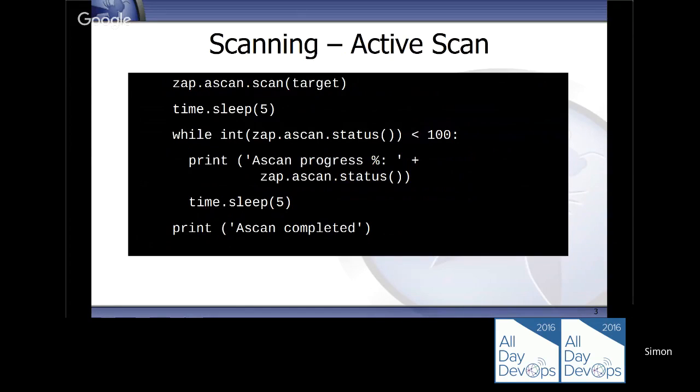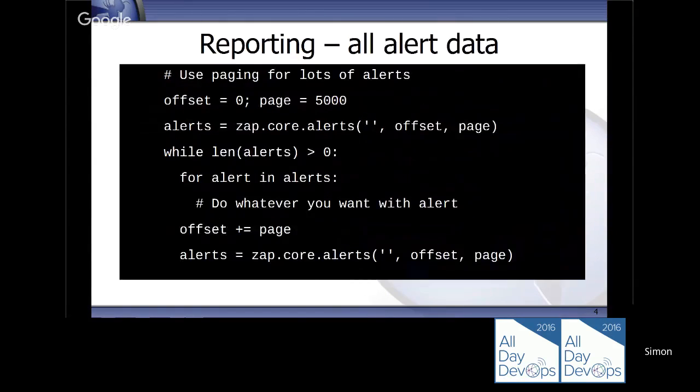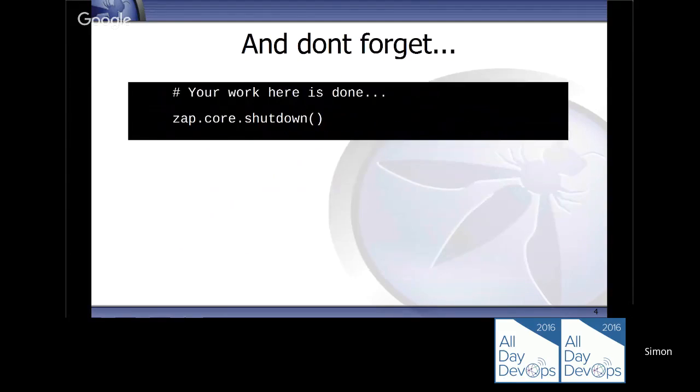So you kick off the active scan and then poll the status and wait until it gets to 100%. You can report via HTML or XML, but you can also get hold of all of the alerts as well. If you've got a particularly large site, you might have a lot of alerts, so we recommend actually paging through them, which the API supports as well. And then you can do whatever you like with those alerts. And you can also shut ZAP down via the API as well.